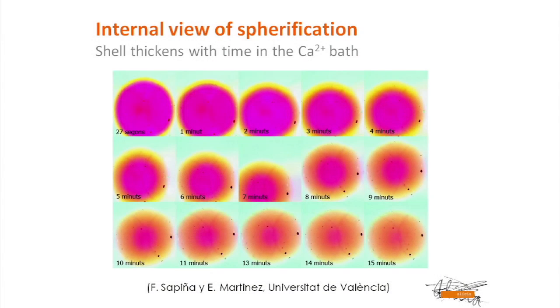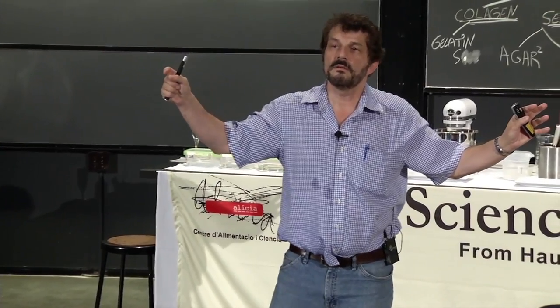This is from the Alicia Foundation. This is just looking at, over the course of time, how you can gel the whole particle. This is a relatively small particle. To overcome this, you can do what's called inverse spherification, and you just reverse things.